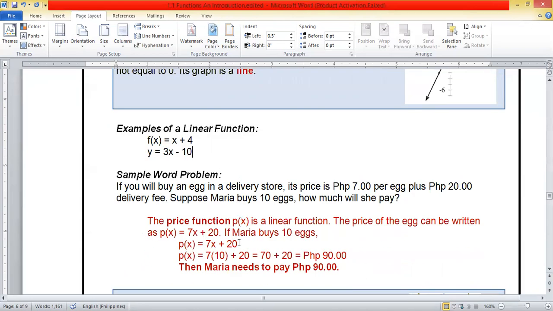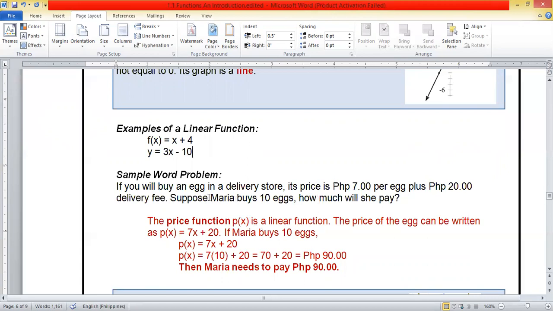We'll have a sample problem. If you will buy an egg in the delivery store, its price is 7 pesos per egg plus 20 pesos for the delivery fee. Suppose Maria buys 10 eggs. How much will she pay?